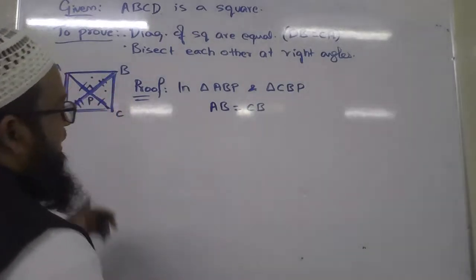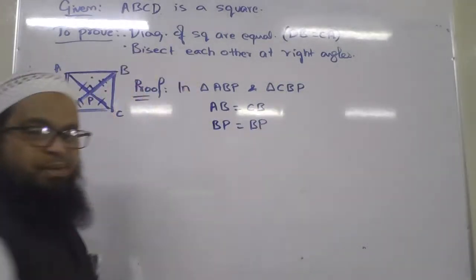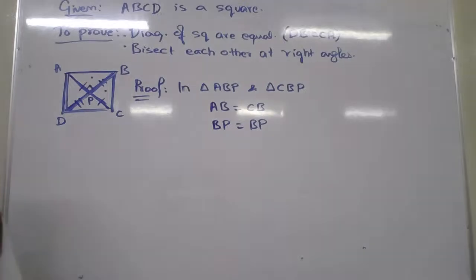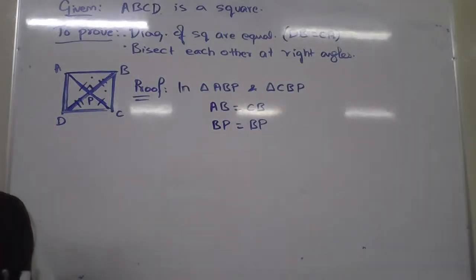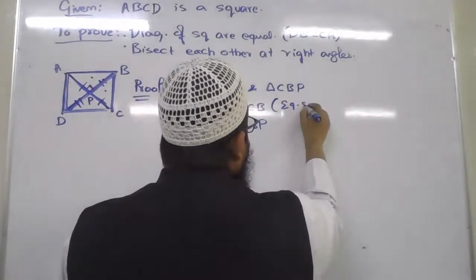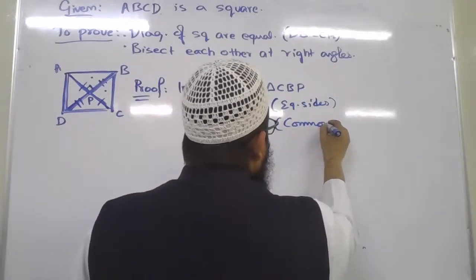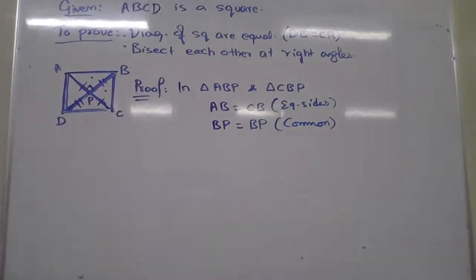Next, BP is equal to BP, right? Next, yeah, these are equal sides, and after that, this is common. And what is the next one? Can you equate these two and these two? This one is equal, but this has to be proved, right?